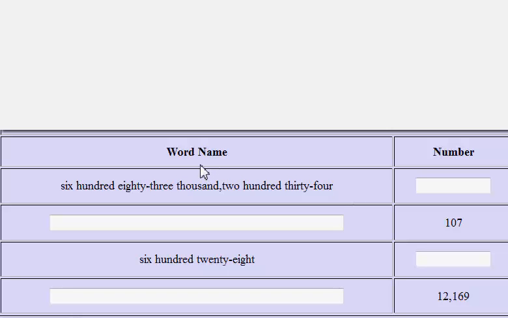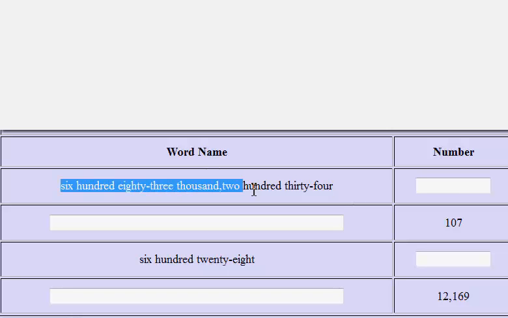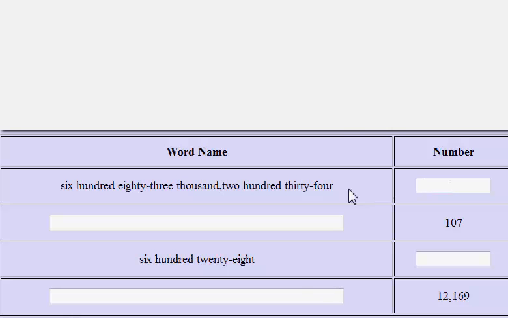In this problem, we will be taking word names and writing the number that they represent, and also the other way around, where we're given a number and we write the word name that represents that number. So I'm going to start with the problem where we go from the word name to the number, and I'll start with the easier of the two.